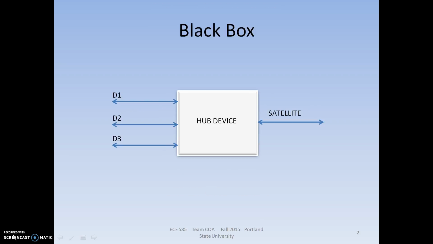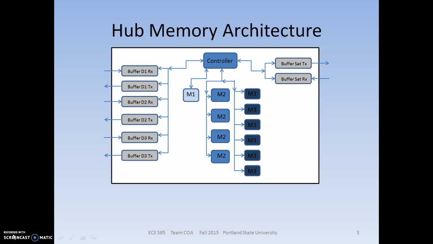Well, our system basically has inputs from devices namely D1, D2 and D3, and our focus is the device hub. Now the hub memory architecture looks like this, with buffers for each device, one for transmitting and one for receiving. We have designed a system with one M1 type of memory, four M2 types of memories, and six M3 types of memories. We have also considered two buffers for satellite communication, and we have the memory controller which controls the transmissions.